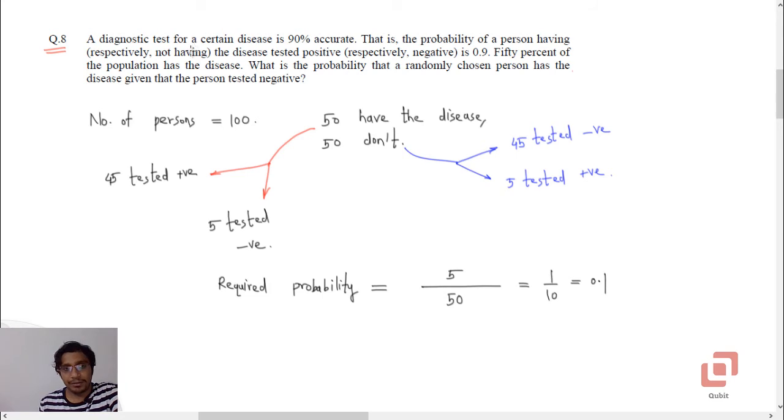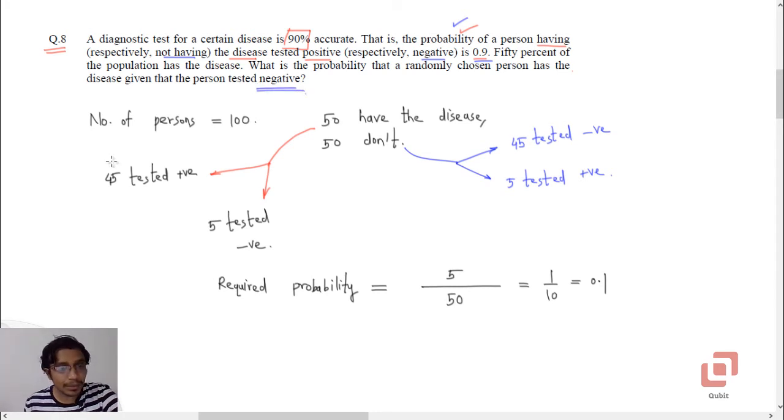A diagnostic test for a certain disease is 90% accurate, meaning the probability of a person having the disease tested positive is 0.9, and the probability of a person not having the disease tested negative is 0.9. Okay, 50% of the population has the disease. What is the probability that a randomly chosen person has the disease given that the person tested negative?